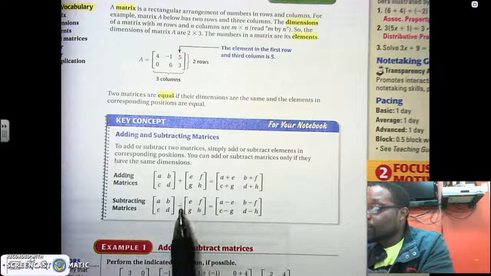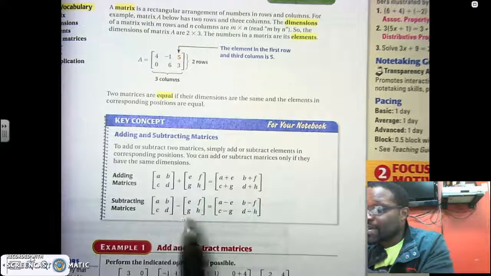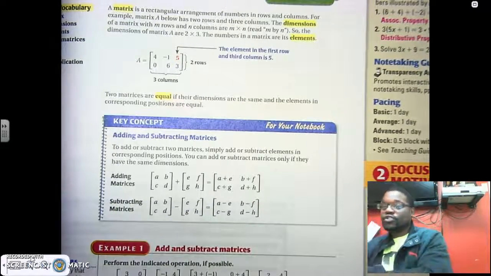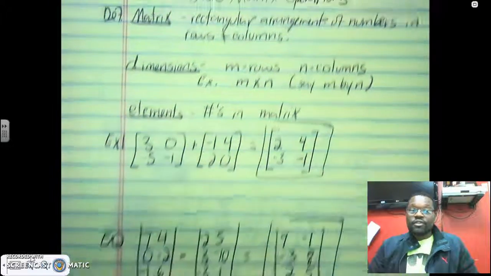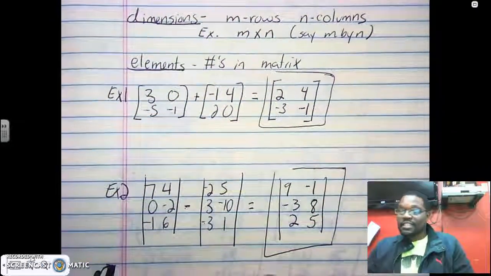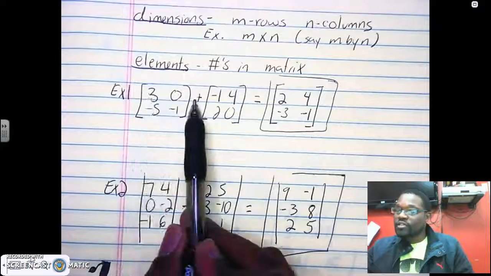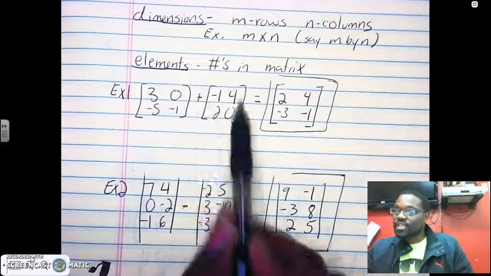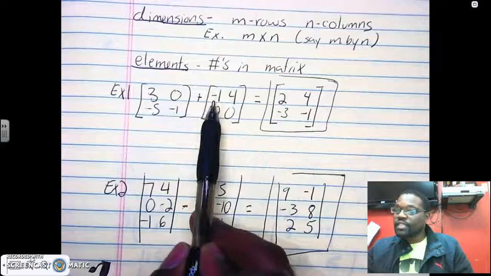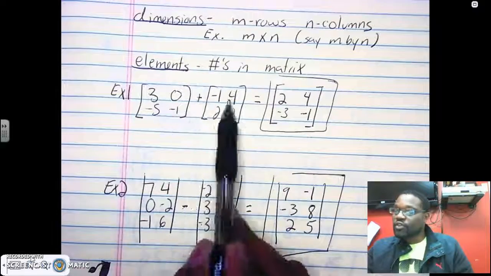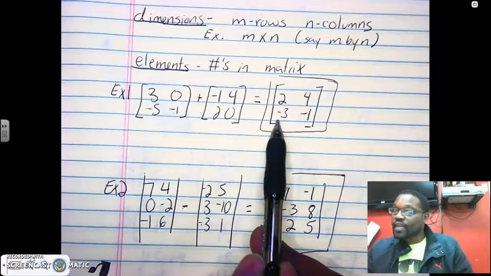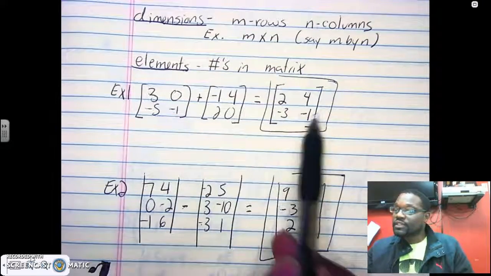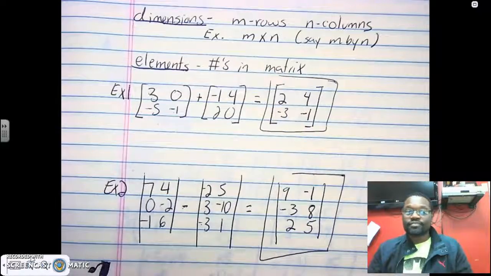Be careful with these subtraction ones because of that subtraction sign. Again, you might need to pause that to get all that down. Now I've already done this like I said, so I'm just going to go over what I did. Since I'm adding here this whole matrix to this matrix, it's 3 plus negative 1, 0 plus 4, negative 5 plus 2, and negative 1 plus 0. That's how we got this answer here.